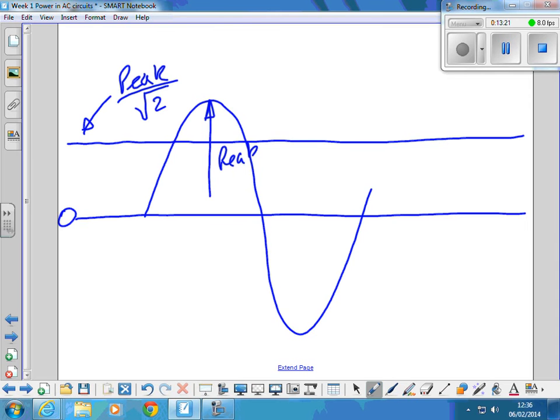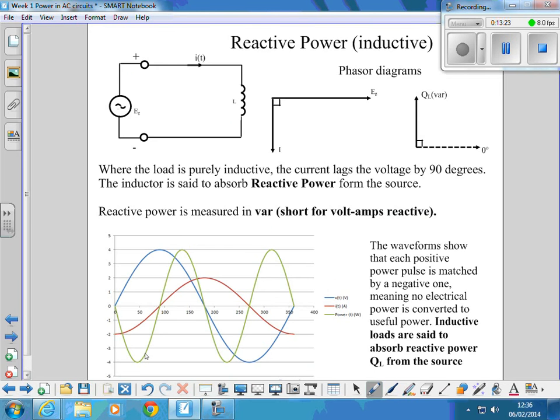So, moving on from that, we need to talk about what we mean by something called reactive power. And there are 2 types of that. The first one is where the load is inductive, and we'll talk first about a load that's purely inductive. There is only an inductance. We assume it has 0 resistance.